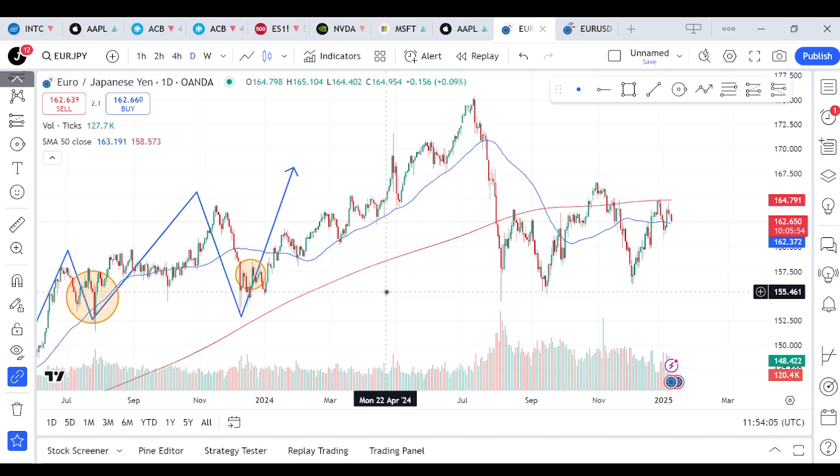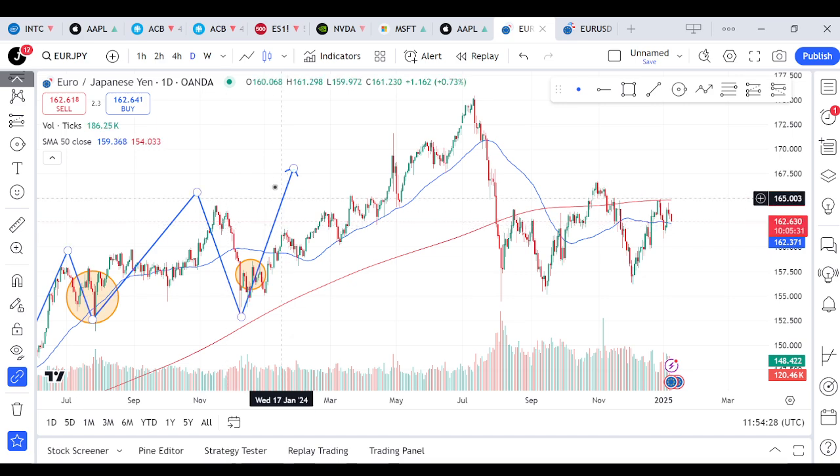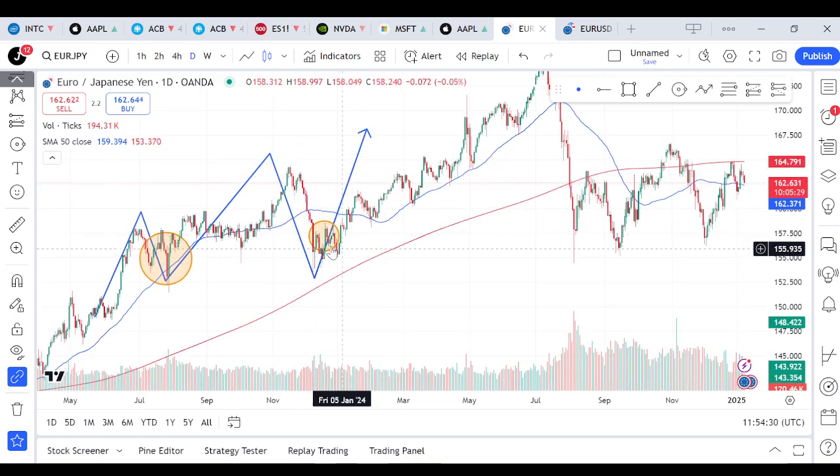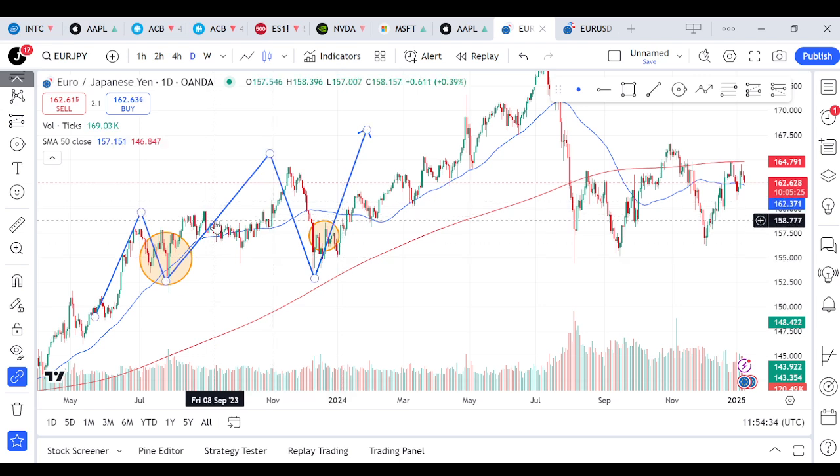So timing your trades effectively is crucial. When trading EURJPY, the optimal trading hours for this pair coincide with the overlap between the European and Asian trading sessions, typically between 7 a.m. and 9 a.m. GMT. During this period, you often see increased volatility and liquidity, providing more trading opportunities. So we are on the daily time frame right now, and if you want to enter your trades, you should be looking to enter between 7 a.m.